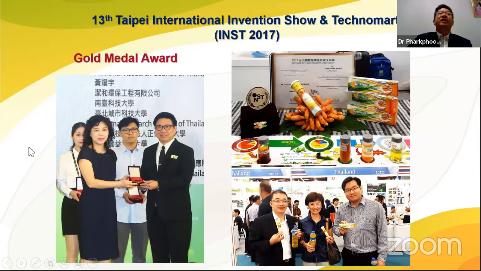And this innovation we brought to the 13th Taipei International Invention Show and Technomart in Taiwan. And we got a gold medal award for this innovation. In the picture, you will see the CEO from a company from Taiwan who was interested in our product, and they would like to be the distributor in their country.